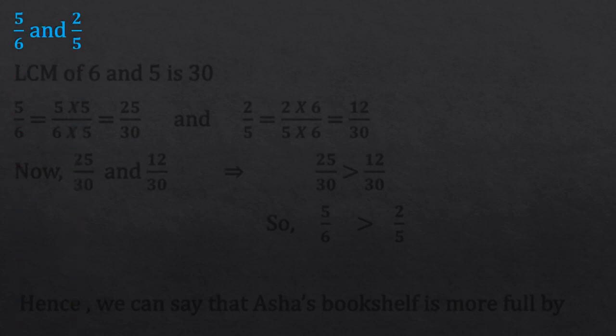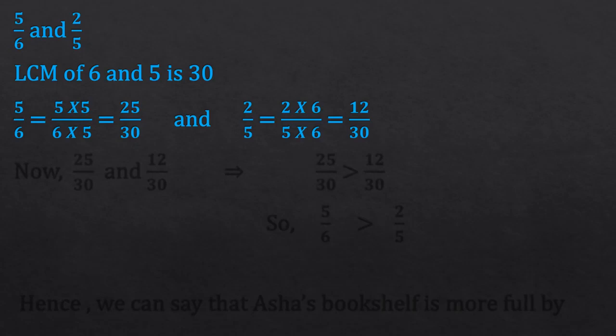We have two fractions, Asha's 5 by 6 and Samuel's 2 by 5. Now see, the denominators are different, so they are unlike fractions. We will convert them into equivalent like fractions, but separately, as we have to compare here. So the LCM of 5 and 6 is 30. Now take the first fraction, 5 upon 6, Asha's bookshelf part. We have to convert this denominator 6 into denominator 30.